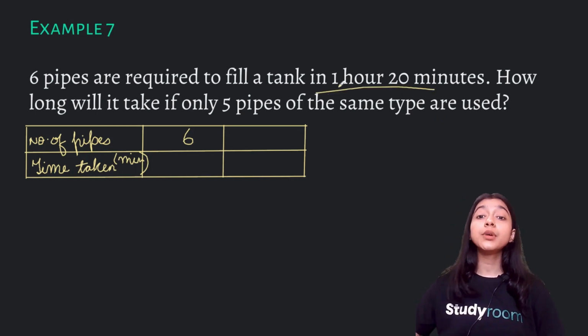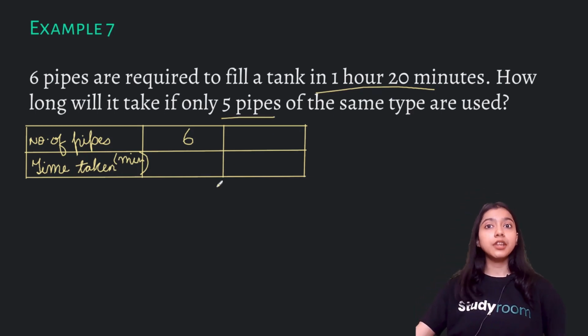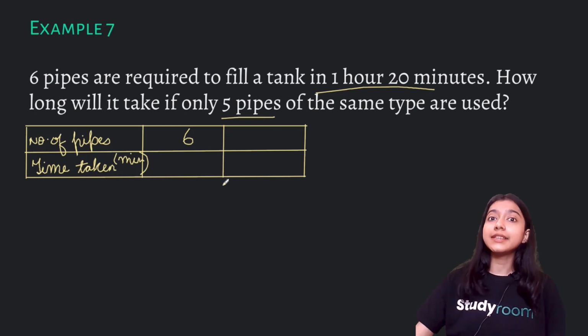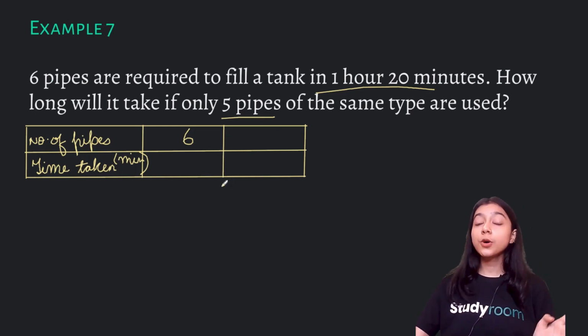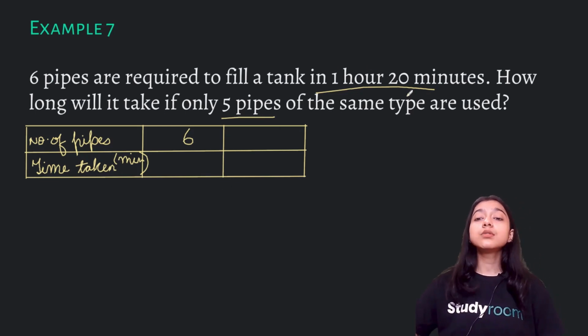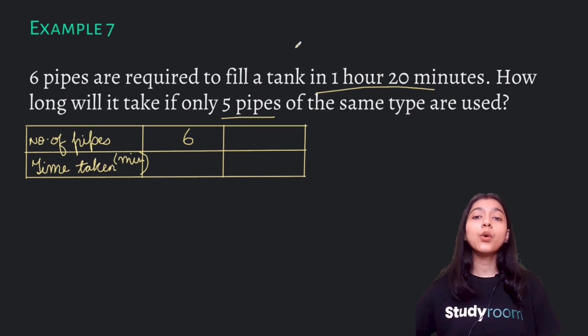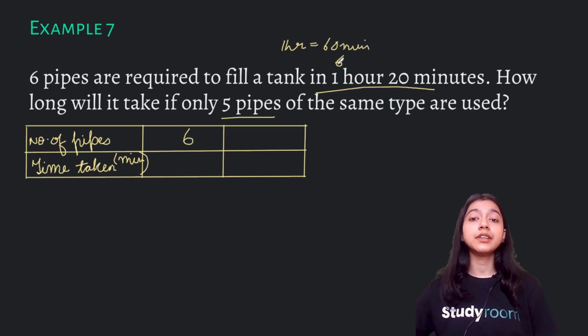Because when we have 5 pipes, it will always take more than 1 hour 20 minutes, because the time taken with 5 pipes will be more than when we had 6 pipes. So the first thing is to convert this 1 hour 20 minutes into minutes. Now 1 hour can be written as 60 minutes, so 1 hour 20 minutes is 60 minutes plus 20 minutes, which is equal to 80 minutes.